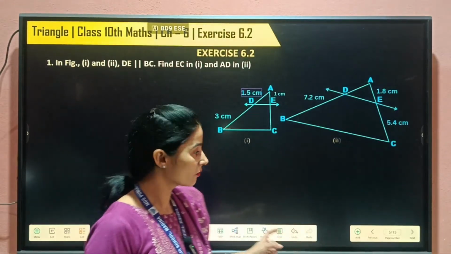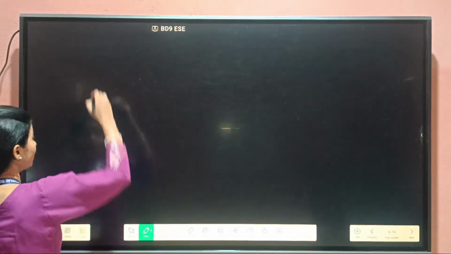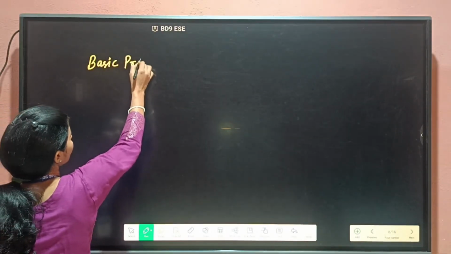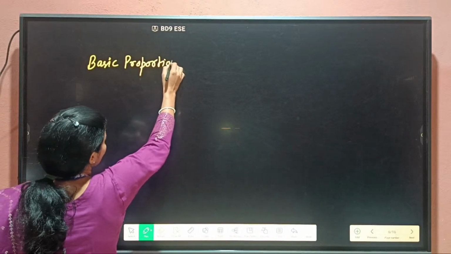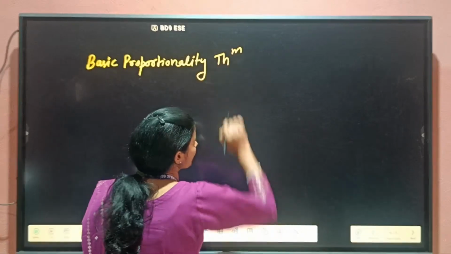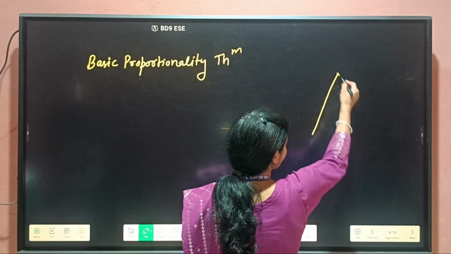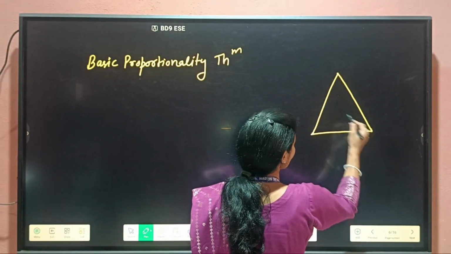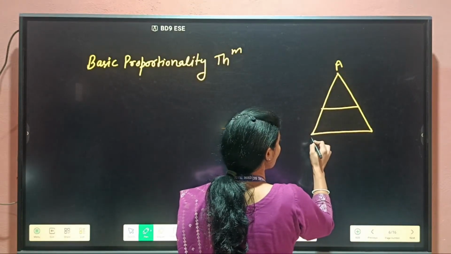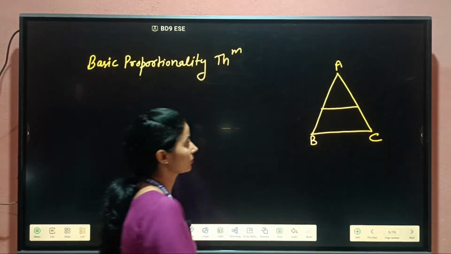So let us remind what is BPT theorem. What is basic proportionality theorem? If a line is drawn parallel to one side of a triangle intersecting other two sides at two distinct points, then other two sides are divided in the same ratio.